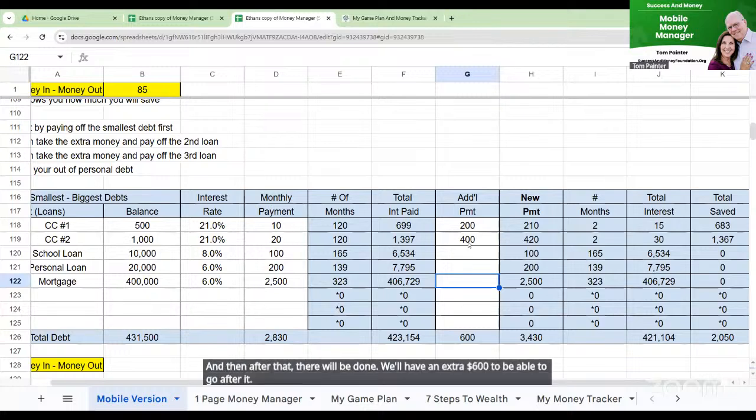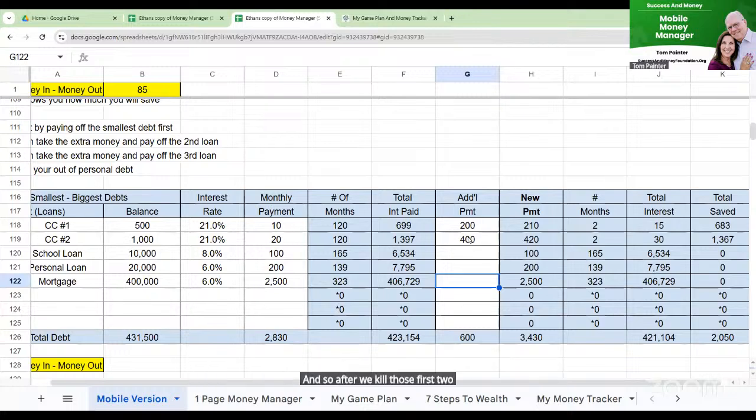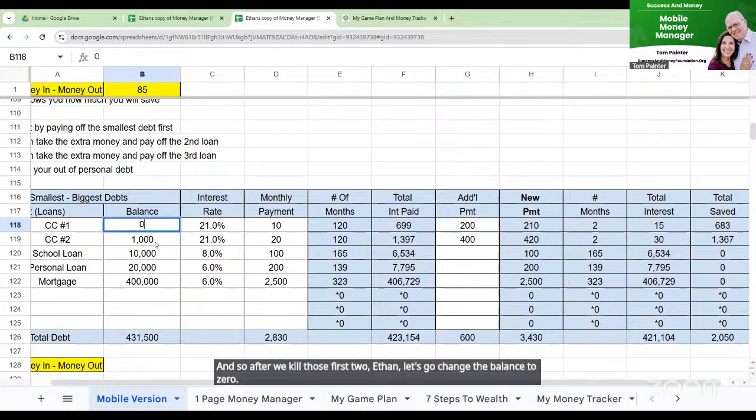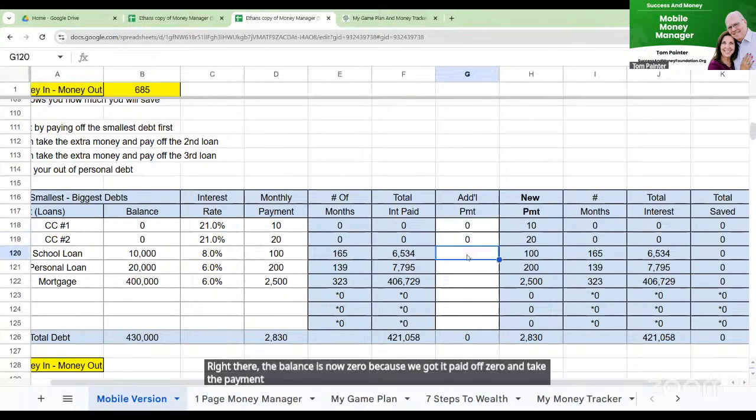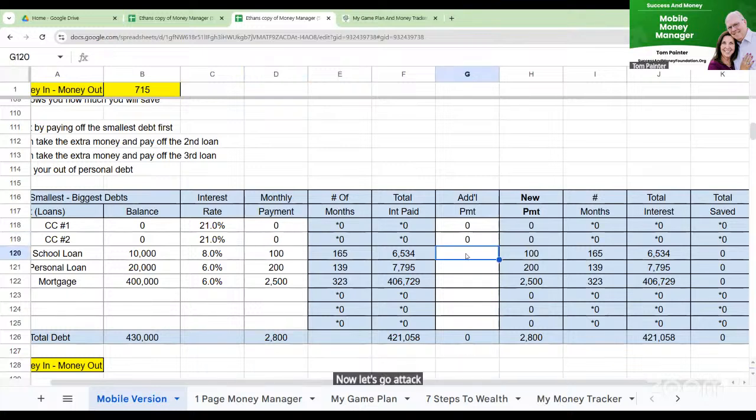After we kill those first two, Ethan, let's change the balance to 0. The balance is now 0 because we got it paid off. And take the payment to 0. The monthly payment is 0 because we got those two killed off. They're done. Now let's go attack number 3. And remember all that money we got?